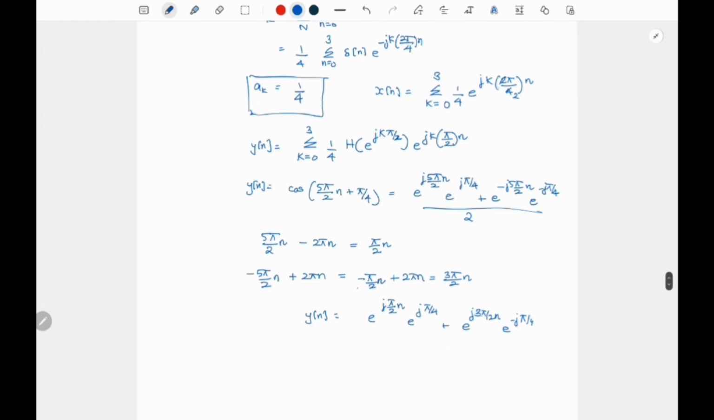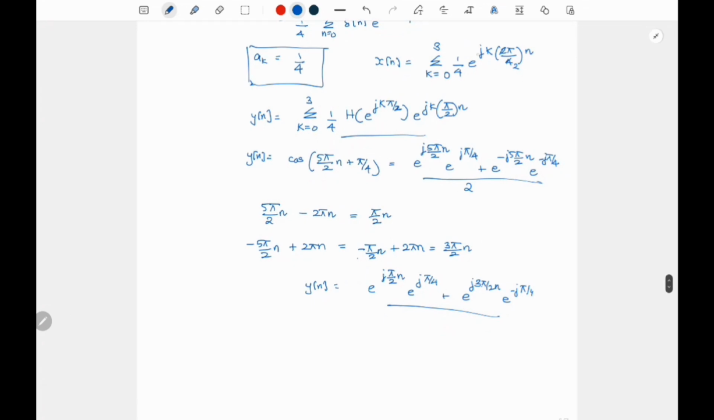So now if I compare this to this, sorry, where is this? This one to this one. For my k equal to 0 term, I don't have any term here. But in x of n, I add a term. So my H of e power j 0 is nothing but 0. And H of e power j pi by 2, so the pi by 2 term is here, correct?